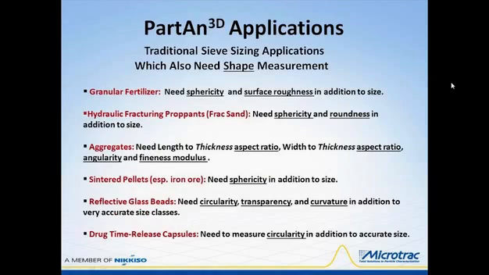The second category of applications for the Partan 3D are those traditional sieve sizing applications which are finding that they would also benefit from shape analysis. The granular fertilizer industry measures sphericity and surface roughness in addition to accurate size. Round, smooth granules within a small size range ensures a consistent leach rate into the soil, optimizing crop growth.